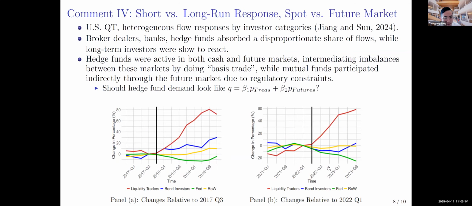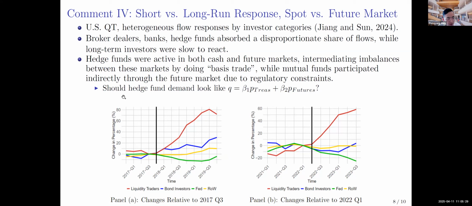My last comment is about long run versus short run and spot versus forward market. So this is about something we said in the beginning of the talk. Think about the swap trade. So here's something I learned from this quantitative tightening episode. The first thing is that after the QT, both in 2017 and 2022, you see that different types of investors have very different patterns of adjustment.